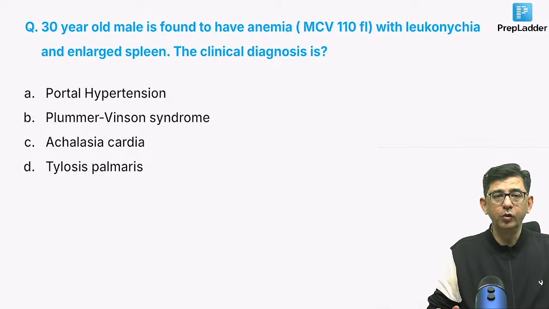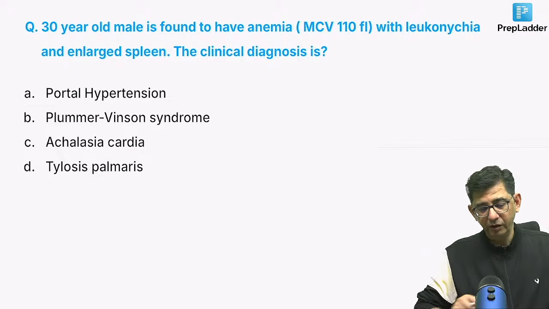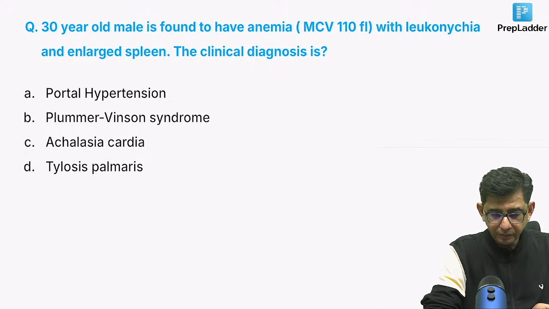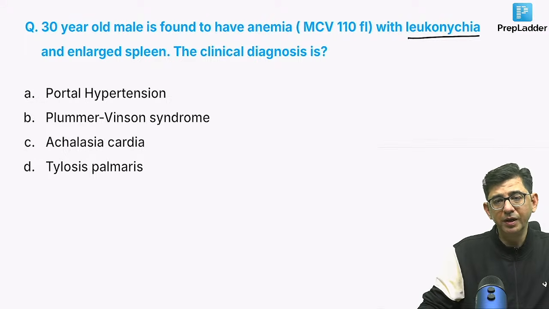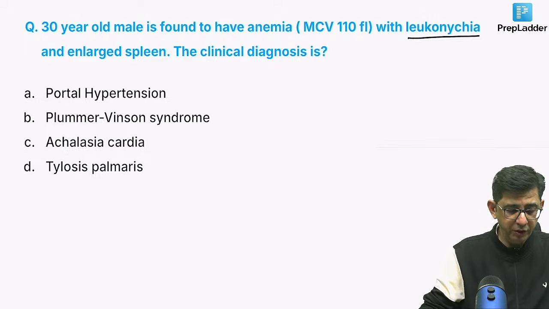Anemia, leukonychia. Waiting for your answers here. Then we go back to the theory component. Very good. I think most guys are getting it very correct. Leukonychia is present in this case. Leukonychia implies that there would be white nails present. It is not koilonychia. This is leukonychia present.